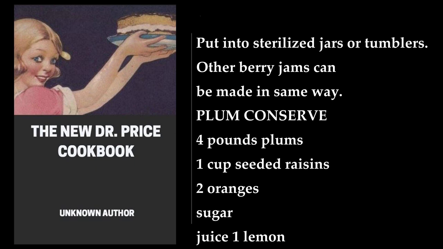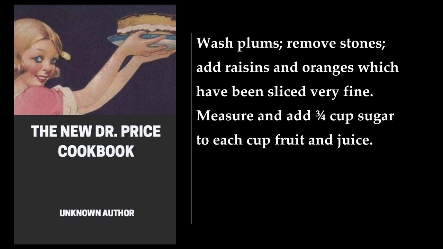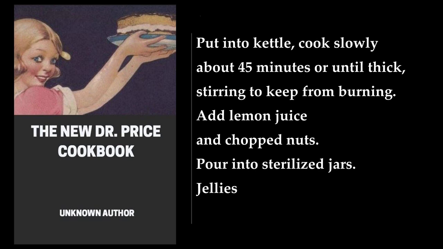Plum conserve. 4 pounds plums. 1 cup seeded raisins. 2 oranges. Sugar. Juice 1 lemon. 1/2 pound walnuts. Wash plums, remove stones, add raisins and oranges which have been sliced very fine. Measure and add 3/4 cup sugar to each cup fruit and juice. Put into kettle, cook slowly about 45 minutes or until thick, stirring to keep from burning. Add lemon juice and chopped nuts. Pour into sterilized jars.